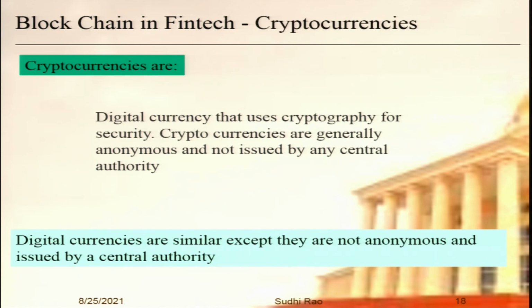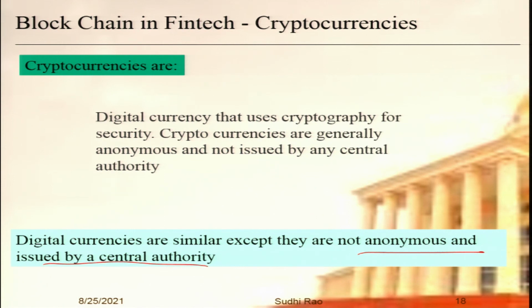This is about cryptocurrencies, I will cover that a little later. Cryptocurrency is a digital currency that uses cryptography for security. Cryptocurrencies are generally anonymous or pseudonymous and not issued by a central authority. On the other hand, digital currencies are similar, except they are not anonymous and they are actually issued by a central authority. They do not have a physical form, they have a digital form.